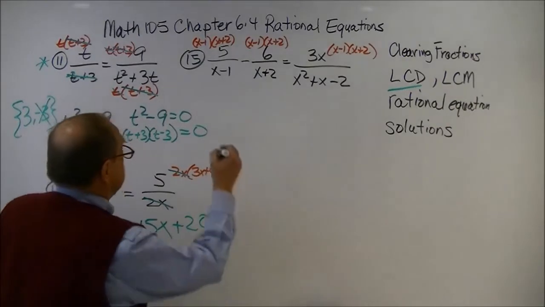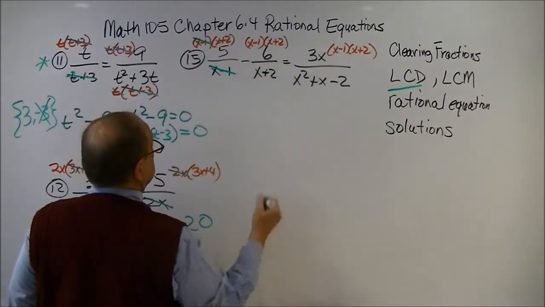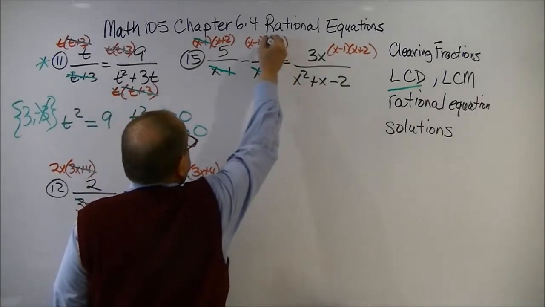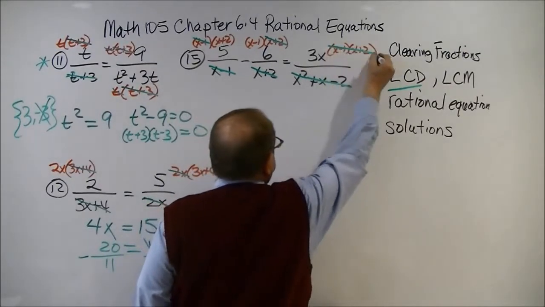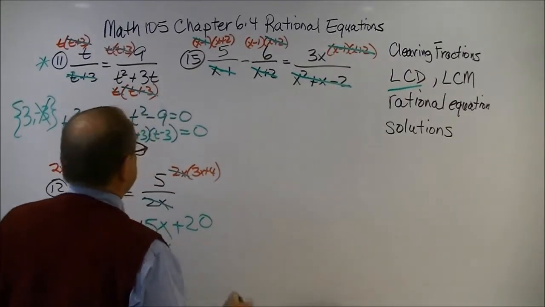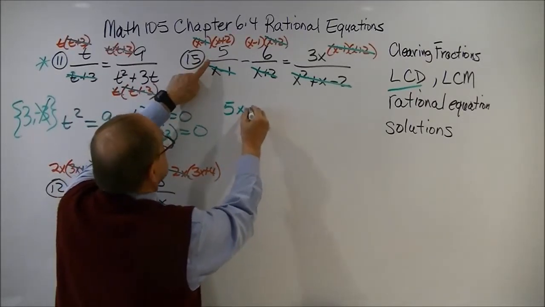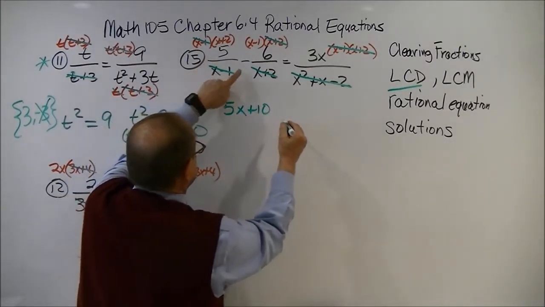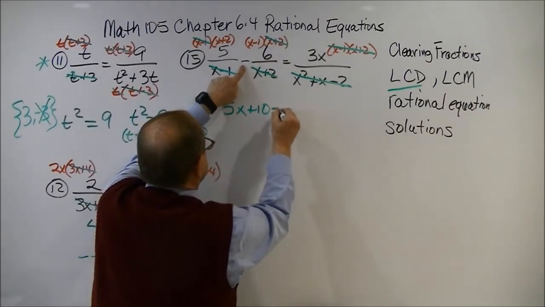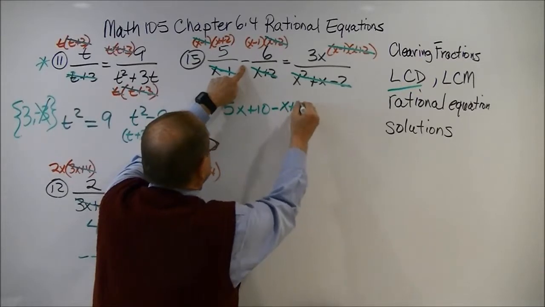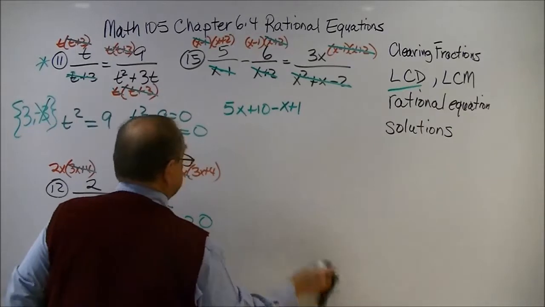All right, let's do some canceling here. x minus 1, x minus 1. x plus 2, x plus 2. This is nice. All of this cancels. So we're now left with 5x plus 10 minus, now there's a minus if we just change the signs, negative x plus 1. Oh, we have to times that by 6 though.